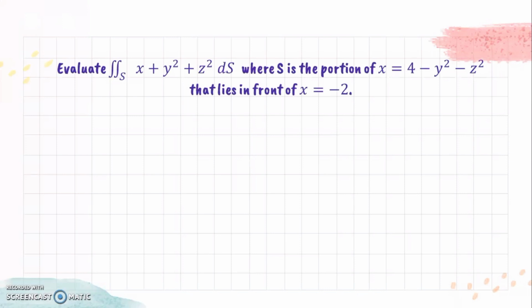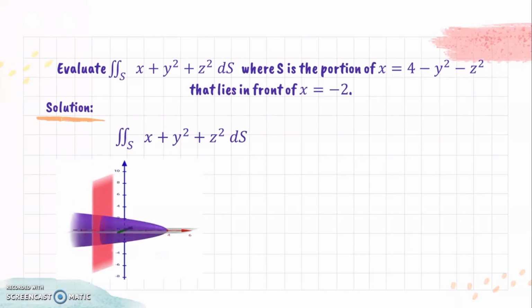Evaluate the double integral of x plus y squared plus z squared dS over the region S, where S is the portion of x equals 4 minus y squared minus z squared that lies in front of x equals negative 2. To formally start our solution, let's write down the given notation. Now, we'll proceed with visualizing the region S through a 3D graph.